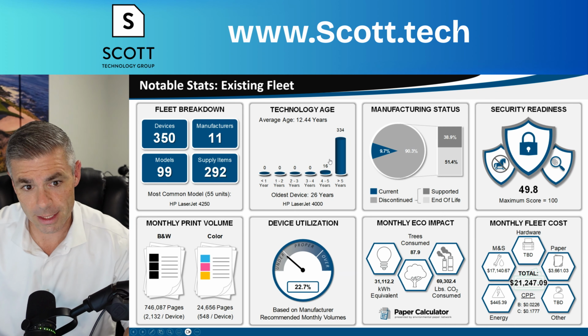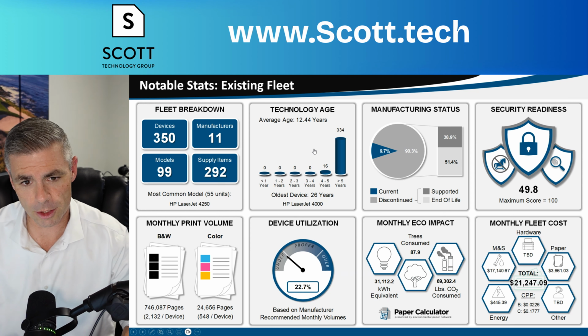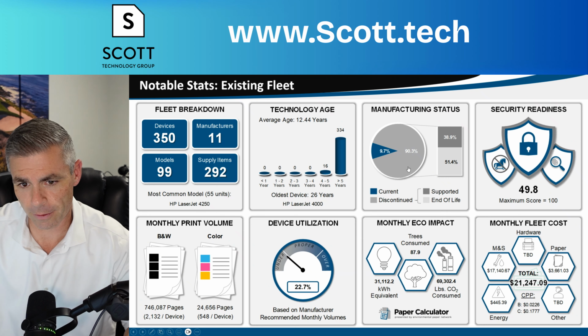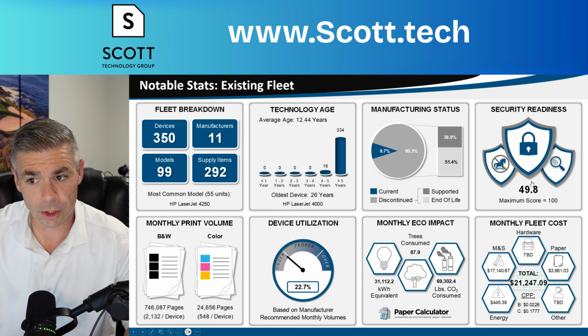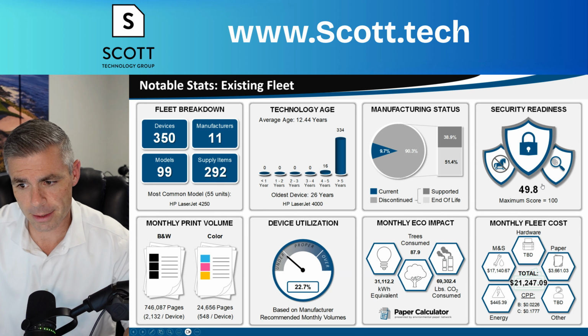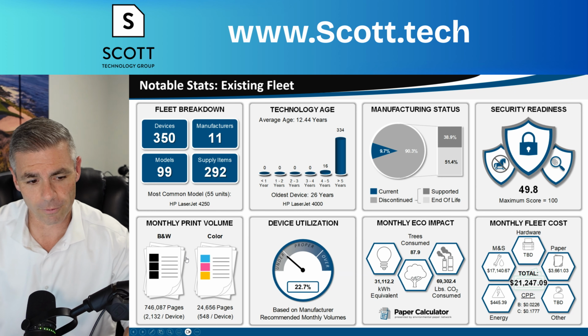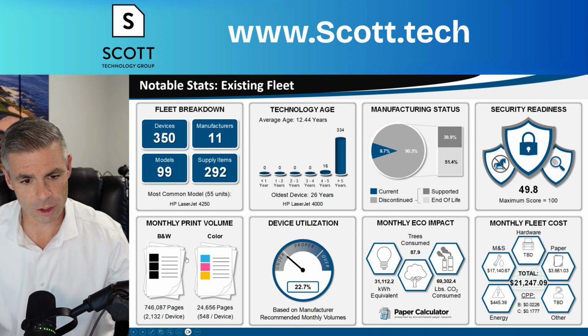And so we can get a very quick understanding of how diverse or consolidated your print fleet is. We look at the technology age because, as we know, the more obsolete a device gets, the more problems, service issues, security concerns there will be. So we can analyze that. We look at the manufacturing status and which ones have reached end of life. We put a security readiness score on the devices. We begin to look at monthly print volume between black and white and color, and also print volume as it's divided between single function devices and multifunction devices.